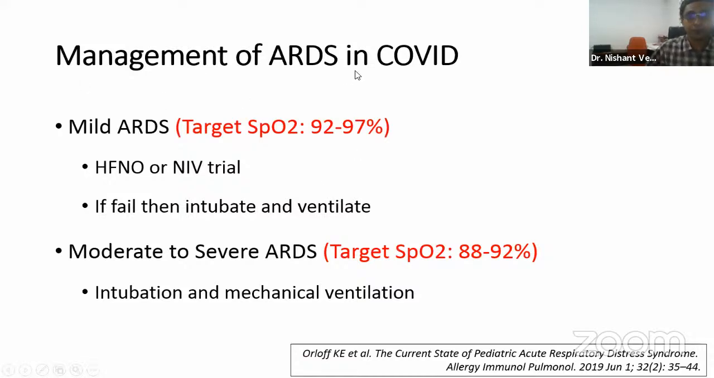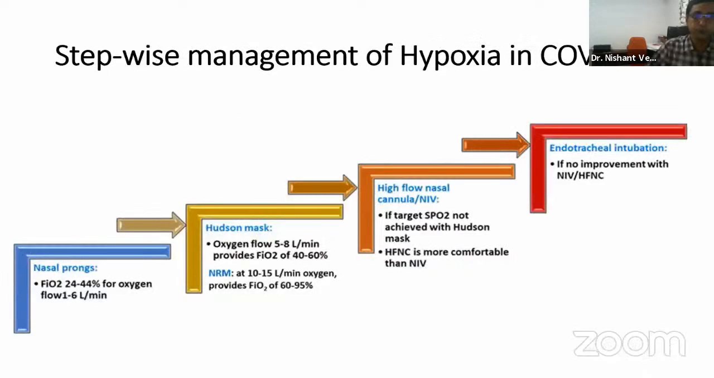Now coming to management of ARDS in COVID, for mild ARDS, the target SpO2 which we should aim for is between 92 to 97%. For mild ARDS, we can start with HFNO or NIV. If it fails, then we'll have to intubate and ventilate. For moderate to severe ARDS, the target SpO2 is between 88 to 92%. For children with moderate to severe ARDS, intubation and mechanical ventilation will be required because without that, they would develop hypoxemia.